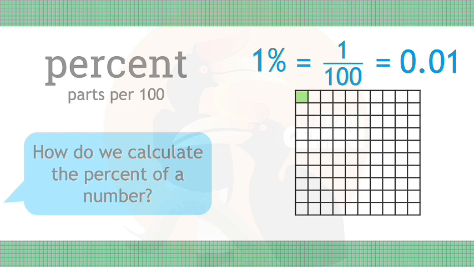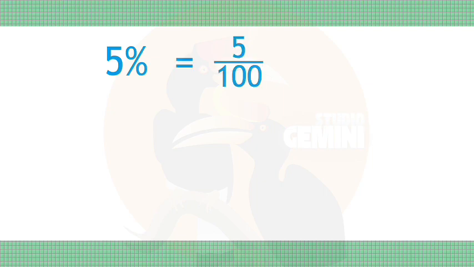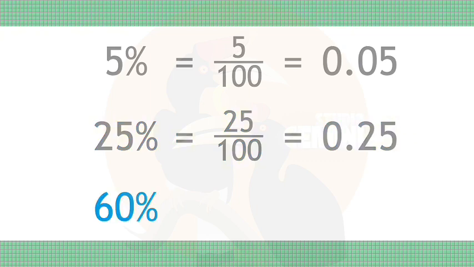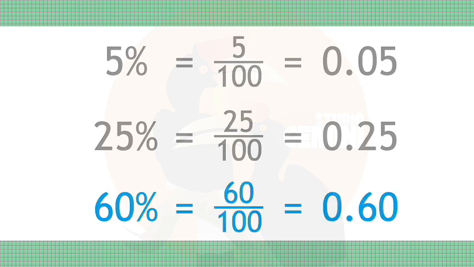To calculate the percent of a number, we'll be writing percents as decimals, so let's make sure we've got the hang of that by trying a few more examples. 5% is equal to 5 out of 100, which can be written as the decimal 0.05 or 5 hundredths. 25% is equal to 25 out of 100, which can be written as the decimal 0.25 or 25 hundredths. 60% is equal to 60 out of 100, which can be written as the decimal 0.60 or 60 hundredths.